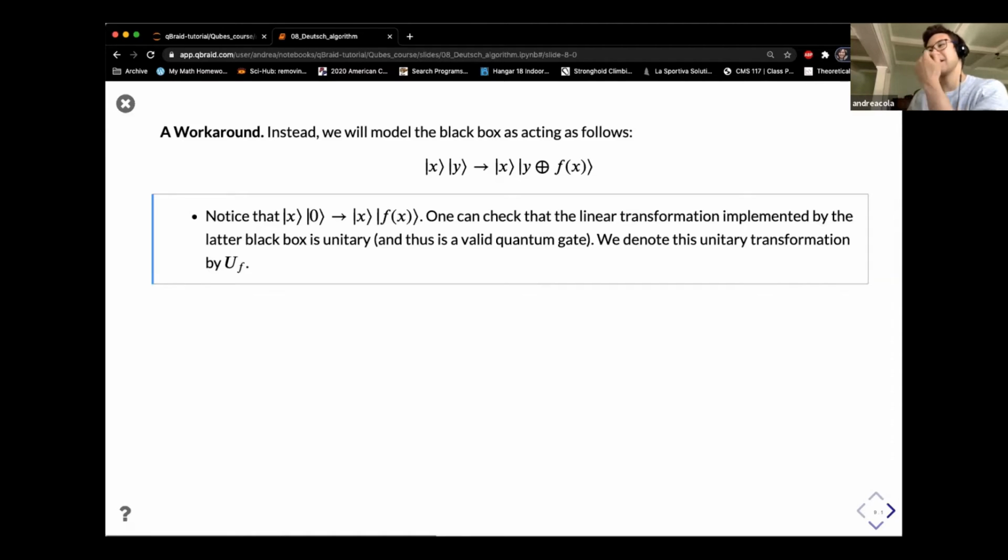Is there anything that I can clarify on this? I realize that maybe this is a little bit hard to digest.